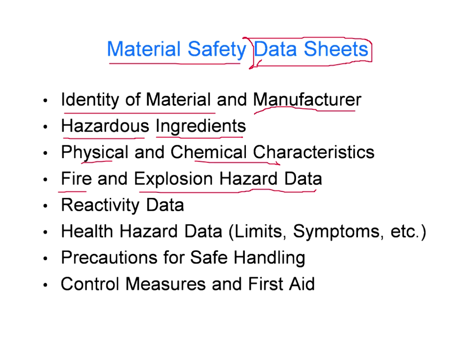Okay, and the next is about material safety data sheets. These are the data sheets which tell us how to keep the materials safe in a company. Identity of material and its manufacturer. Physical and chemical characteristics of that material. It's all about materials. Fire and explosion hazard data of the concerned material.